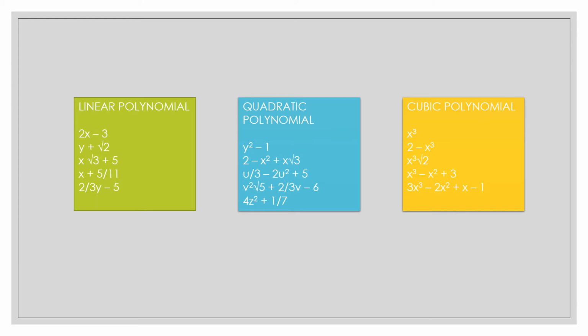So here are some examples for all the three cases. First case, linear polynomial: you can see the highest power of the variable in all the equations is 1. For the second case, quadratic polynomial, the highest power of the variable in all the equations is 2. And for the third case, cubic polynomial, the highest power of the variable in all the equations is 3.